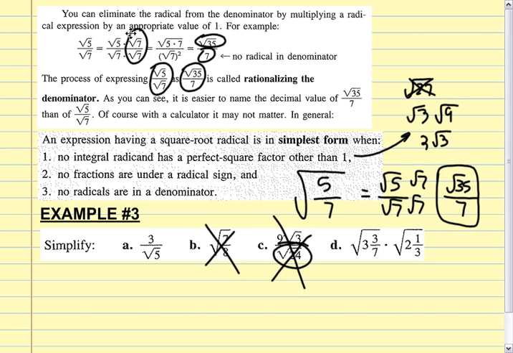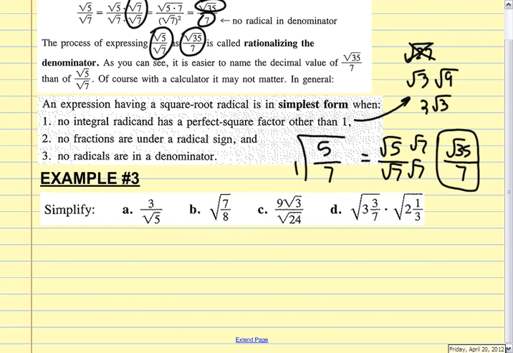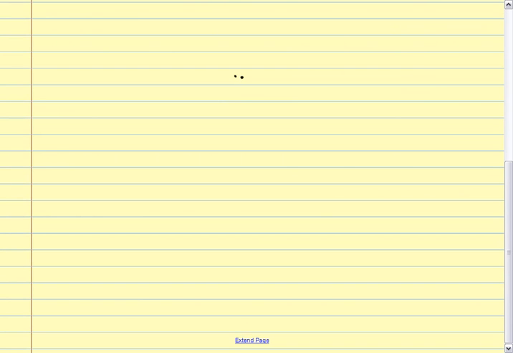Now, let me get rid of this stuff. We'll scoot down and start working on these. I probably won't be able to finish these all before the end of this video, so we may have to do 2 videos here. Okay, there we go.